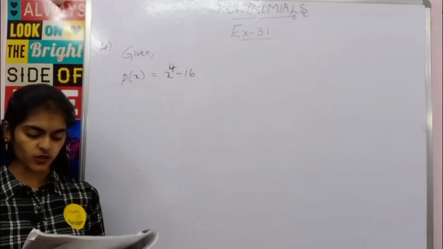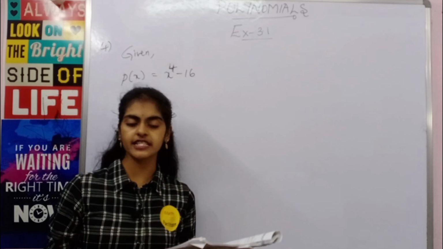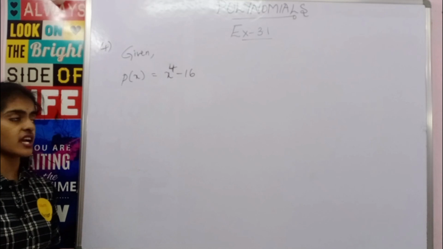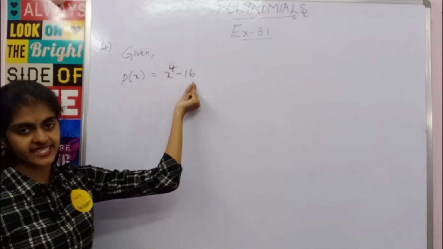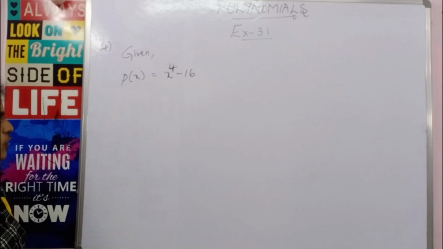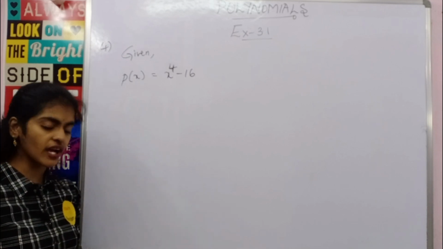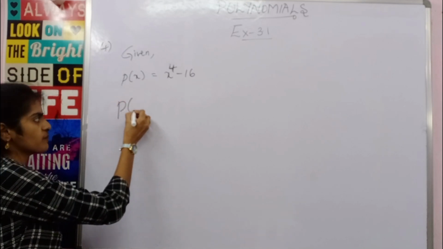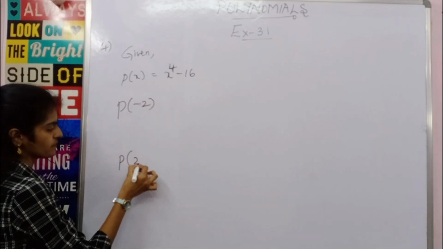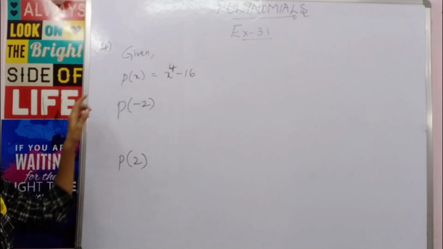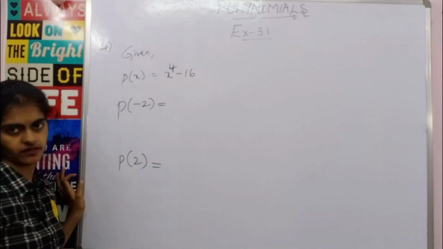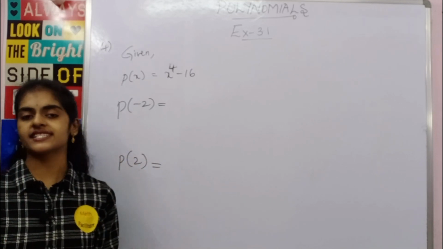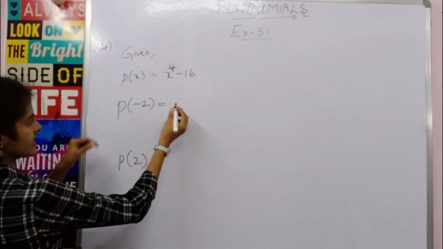Okay, moving on to the next question. Check whether minus 2 and 2 are the zeros of the polynomial x to the power 4 minus 16. I have taken this x to the power 4 minus 16 as p of x. We have to find if minus 2 and 2 are the zeros of the polynomial. That means you will substitute minus 2 and 2 in the place of x and find if the answer is 0 or not. If the answer is 0, then you will say that minus 2 and 2 are the zeros of this polynomial. Clear?